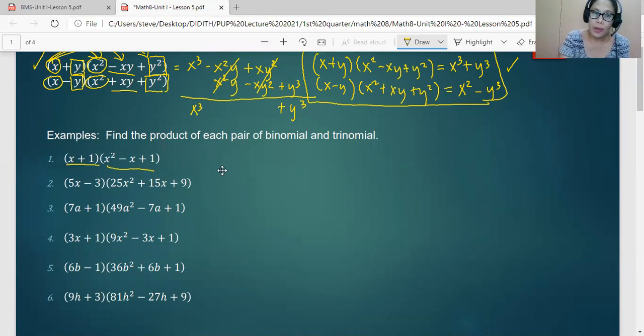So the first pattern. What we will just do is get the cube of the first term here plus the cube of the second term here. So we have x cubed plus 1. That's it.